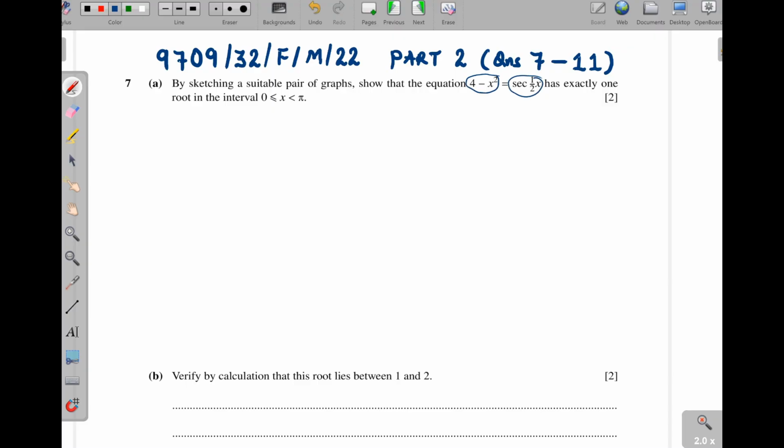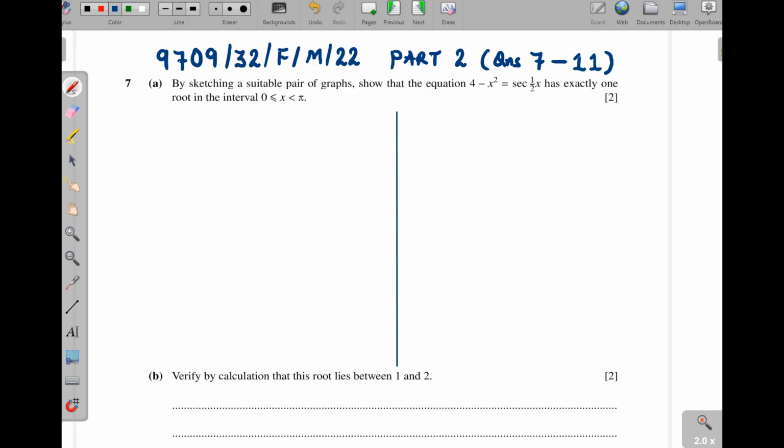So maybe one is coming like that, then another one is like that. So within this interval here, if we see them intersecting at one point, then that point of intersection is actually the root, okay? And if they are intersecting at only that one point, then that means that there is only one root. So the first thing I'm going to do is to look out for the coordinates, okay?